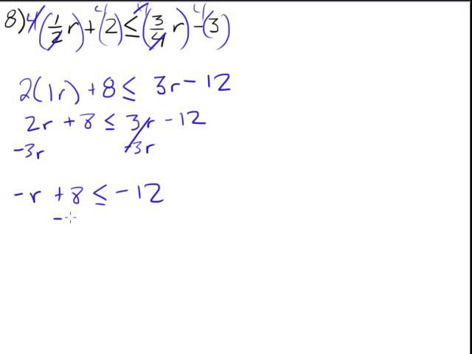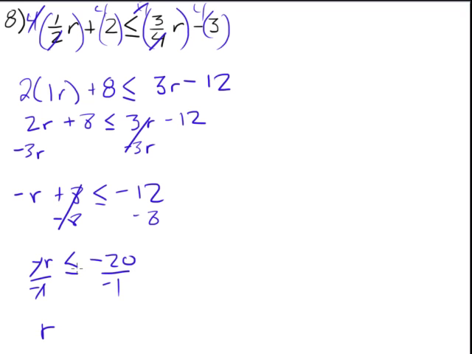Numbers on the right, subtract 8, subtract 8. So I'm left with negative r, less than or equal to negative 12 subtract 8. That's going to give me negative 20. Then I want to get rid of this negative beside the r, so I'm going to divide by negative 1, divide this side by negative 1. This cancels out the negative next to the r.